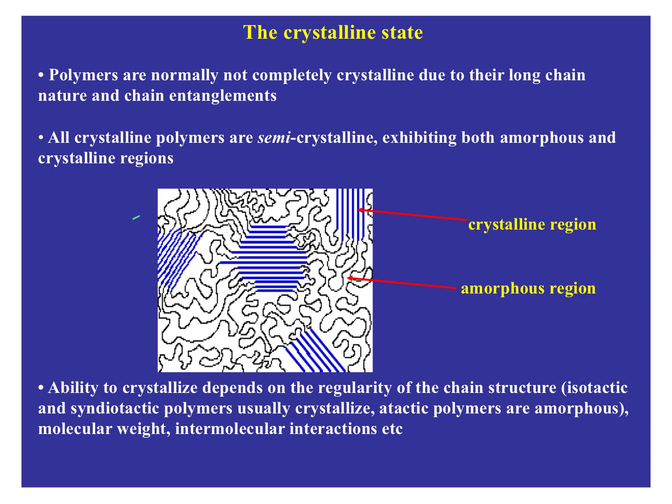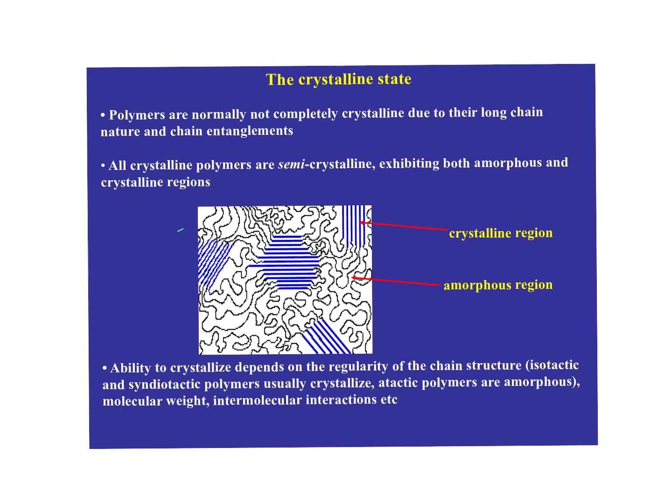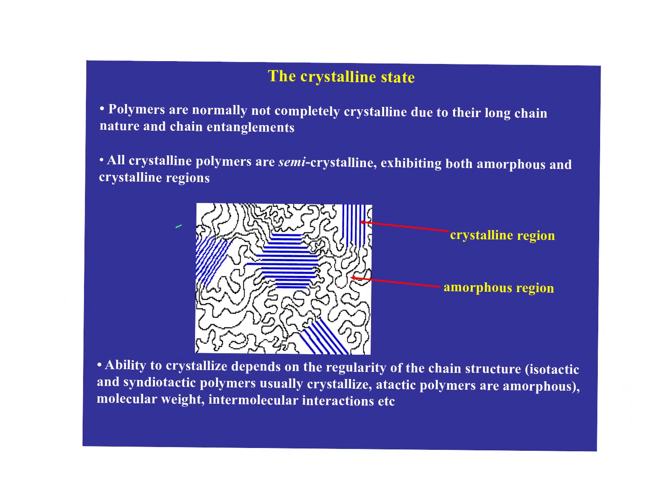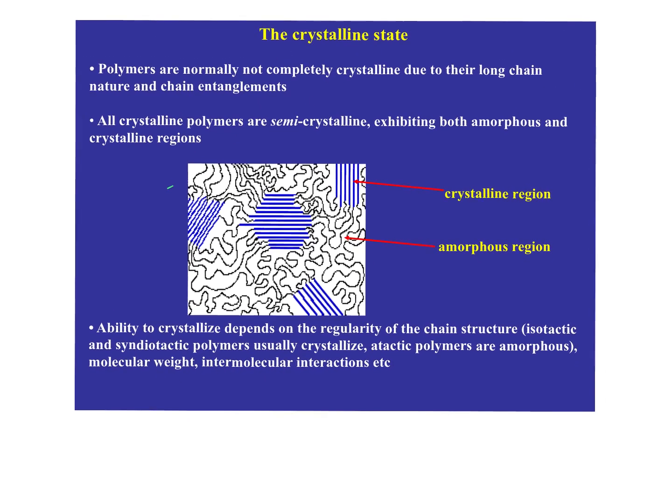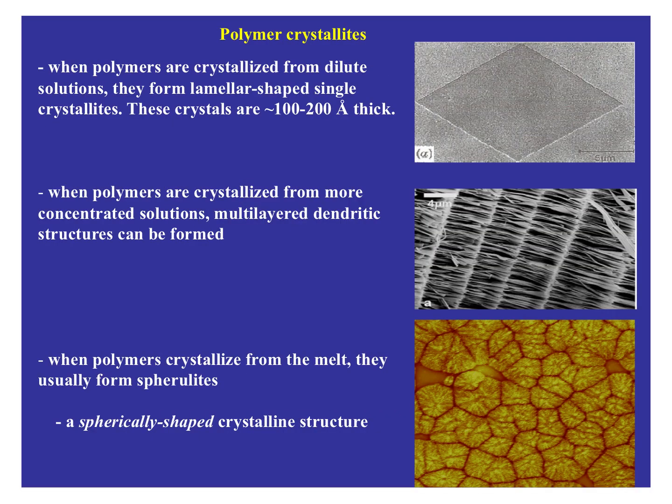Okay, and so moving on to the crystalline state, polymers are not normally crystalline due to the long chain nature and chain entanglements. All crystalline polymers are semicrystalline, exhibiting both amorphous and crystalline regions. You've seen this cartoon before. Crystallizability depends on the regularity of the chain structure, isotactic, syndiotactic, atactic, etc., molecular weight, and intermolecular interactions. All these things are familiar to us.